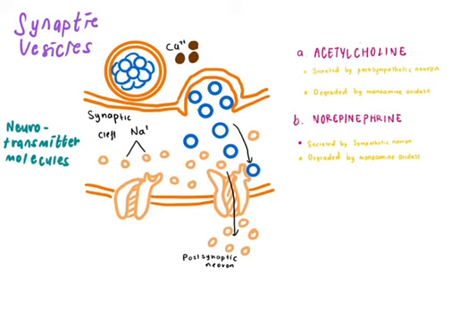Okay, to continue, for neurotransmitter removal, there are two methods. The first is reuptake of neurotransmitter. The neurotransmitter is transported back into the synaptic knob by active transport. The second method is enzymatic degradation by specific enzymes in the synaptic cleft. For example, acetylcholinesterase degrades acetylcholine, and monoamine oxidase degrades norepinephrine.